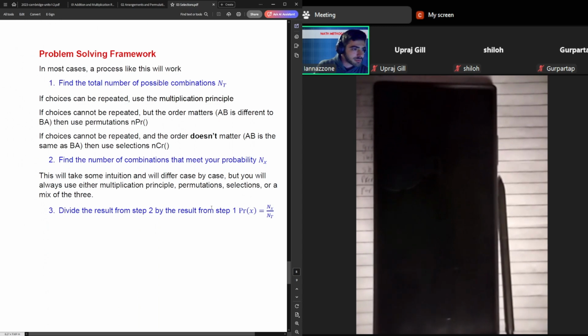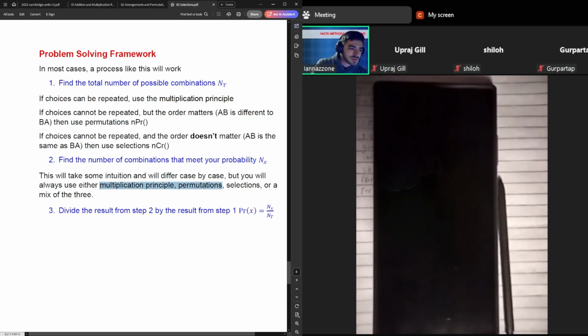And so that pretty much brings us to how we solve these kinds of probability questions. Usually, you start by trying to find the total number of possible combinations in your scenario. You'll be using either multiplication principle, permutations, or selections to achieve that. Part 2 is where it gets a bit trickier, where we're now looking for the number of combinations that meet your probability or desired number of outcomes.